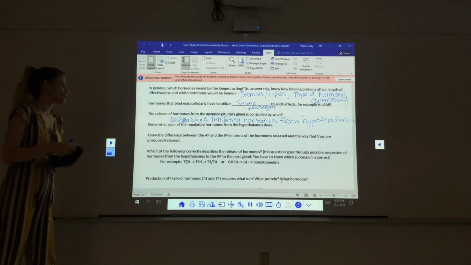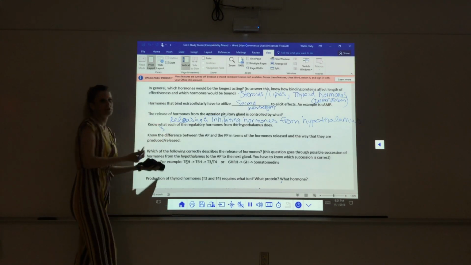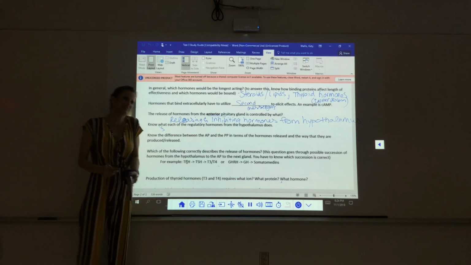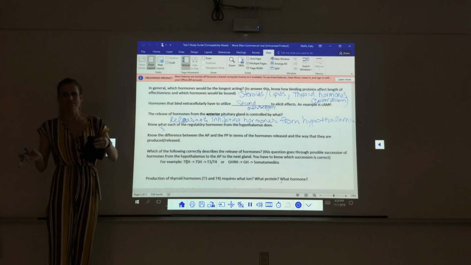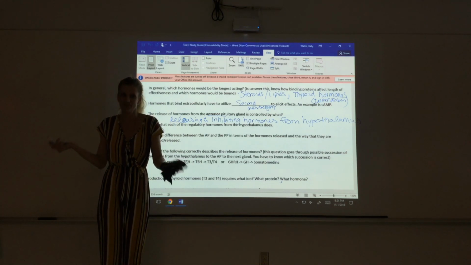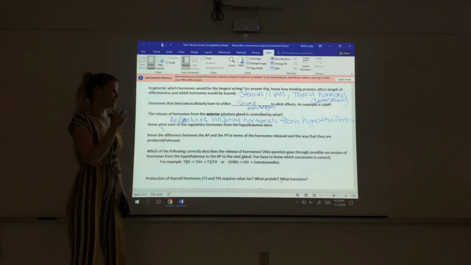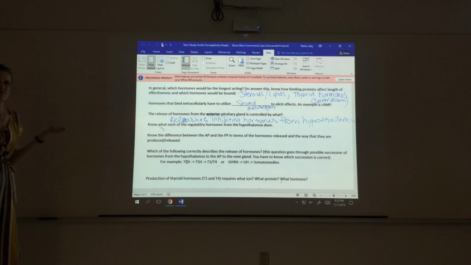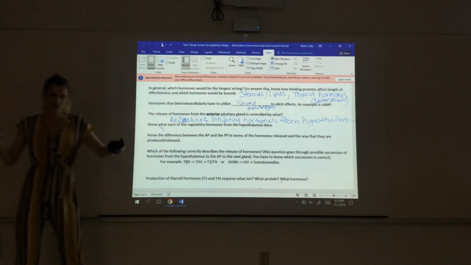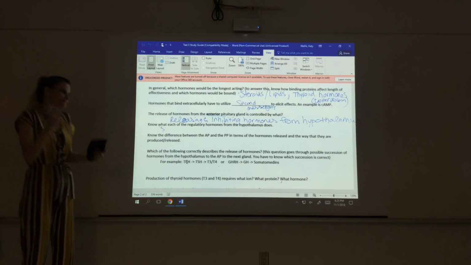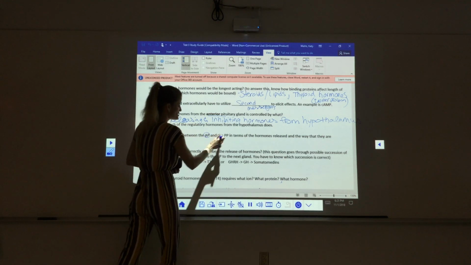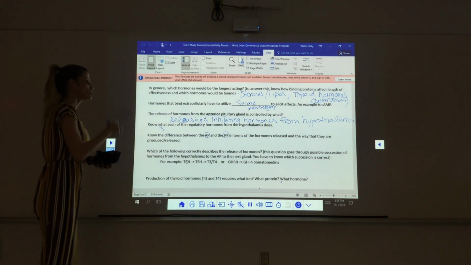Know what each of the regulatory hormones from the hypothalamus does. That's straight from the chart, right? So we'll talk about that if we have time to talk about the chart. But it's super self-explanatory. If it says releasing factor, it causes the release of whatever it's talking about. If it says inhibiting factor, it inhibits the release of whatever it's talking about. The only time that might be hard is if it's like corticotropin. You have to know that that's associated with adrenocorticotropic. But it's pretty self-explanatory.